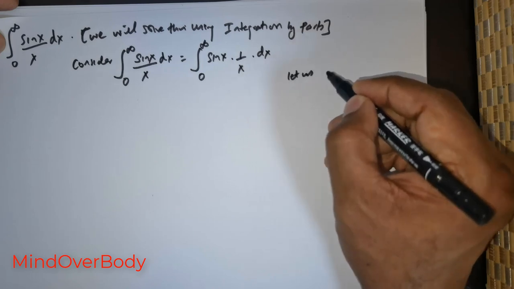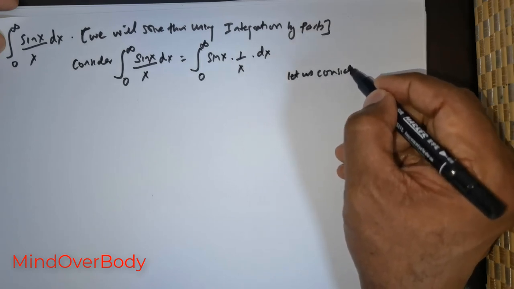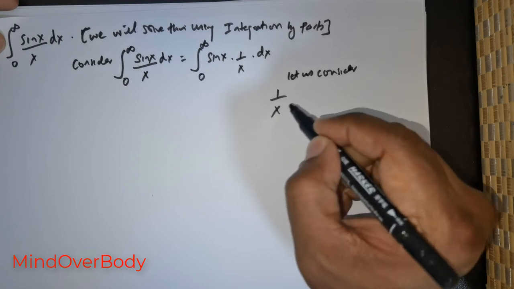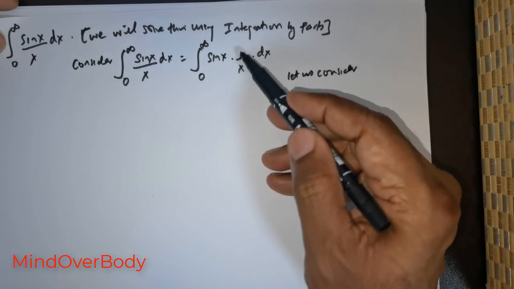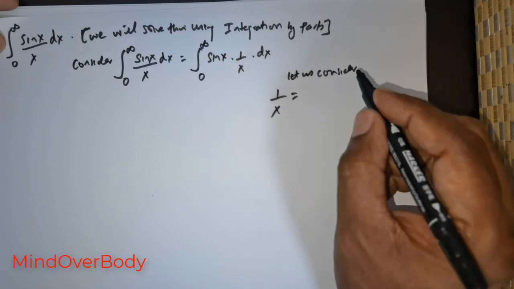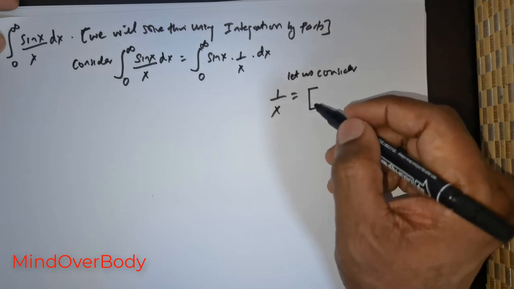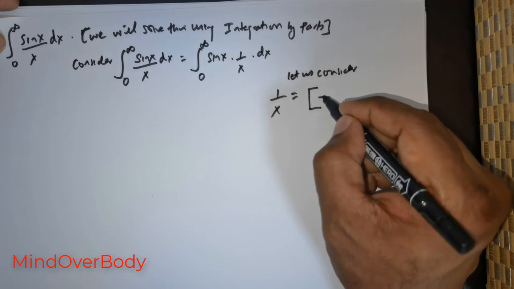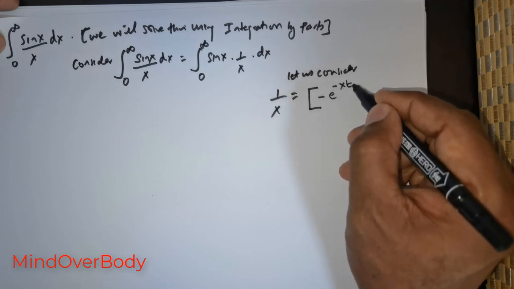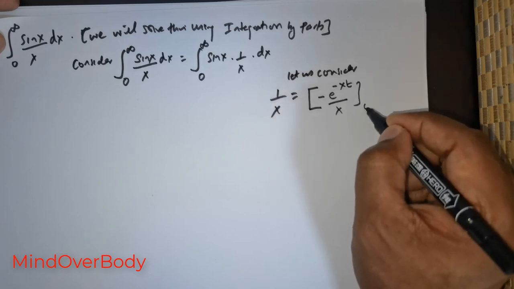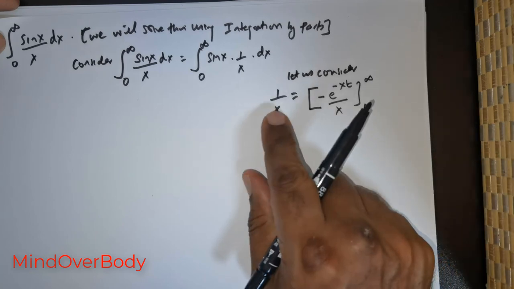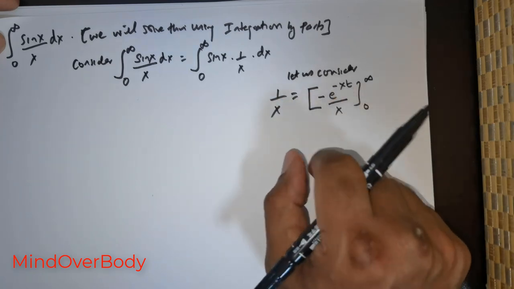What I wish to do is rewrite 1 over x. So 1 over x can be represented as negative e raised to the power of negative x times t, divided by x. The limits are 0 to infinity, right? I can rewrite 1 over x in this fashion.